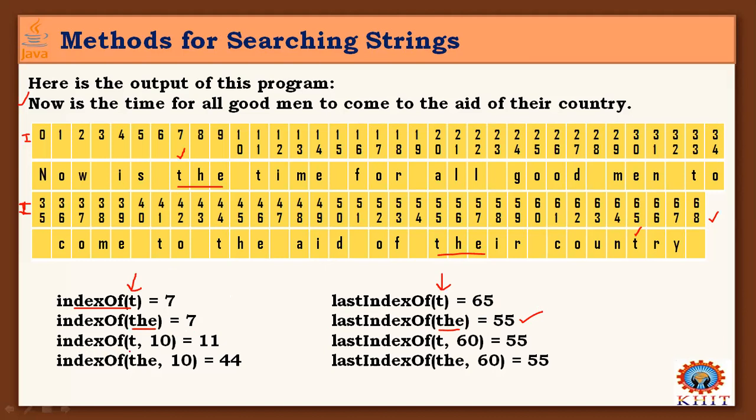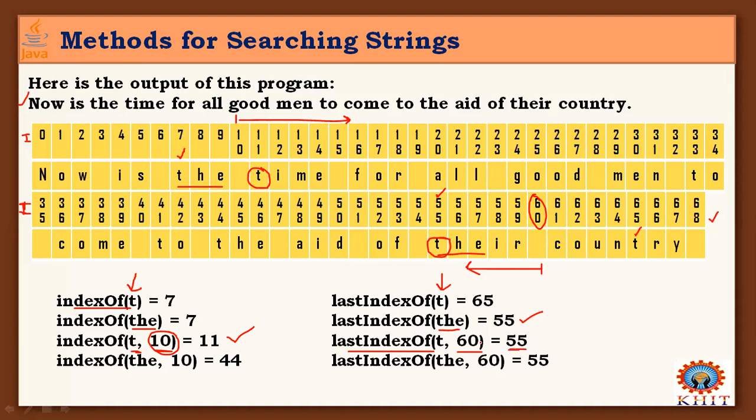And coming to indexOf T after 10, please see, the starting index 10 means from this one at 10 it goes towards the end of the string, and it verifies what is the first occurrence after this index 10. So that is 11. At index 11, that occurrence of T occurs. For the last index of 60, it means from position 60 it verifies till the beginning. It goes in this direction, and what is the last occurrence? That is T. That is this index 55.